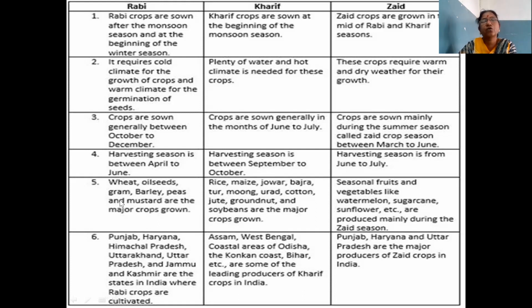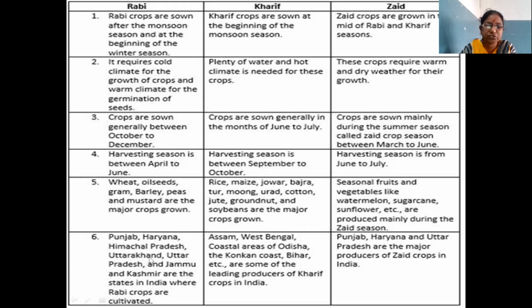The important crops of the Rabi are wheat, oil seeds, barley, gram, different kinds of gram, green gram, horse gram, etc. Then peas and mustard are the major ones here. Whereas in the Kharif, you have rice, maize, jowar, bajra, tur, moong, urad, cotton, jute, groundnut, and soya beans. Coming to the summer crops, seasonal fruits and vegetables like watermelon, sunflower, muskmelon, sugarcane, all these are grown during the summer. So they are called the summer season or the Zaid season.